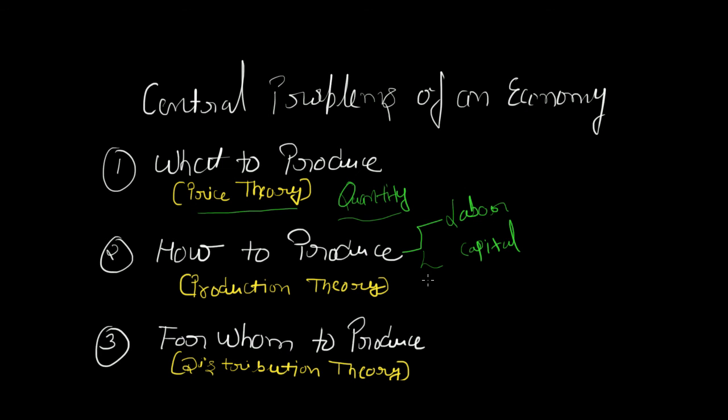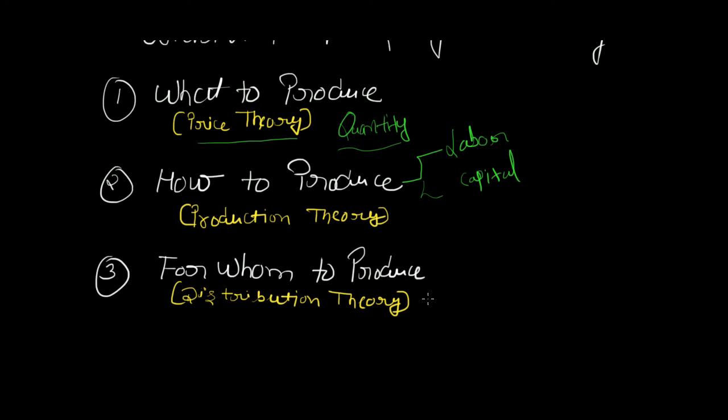The third central problem of an economy is for whom to produce. This is the distribution theory. For whom to produce in the nation? You have limited resources. Resources have alternative usage. Everybody has wants, and everyone's wants are going to reoccur. Therefore, for whom to produce? Distribution theory. Now, this depends on two criterias.